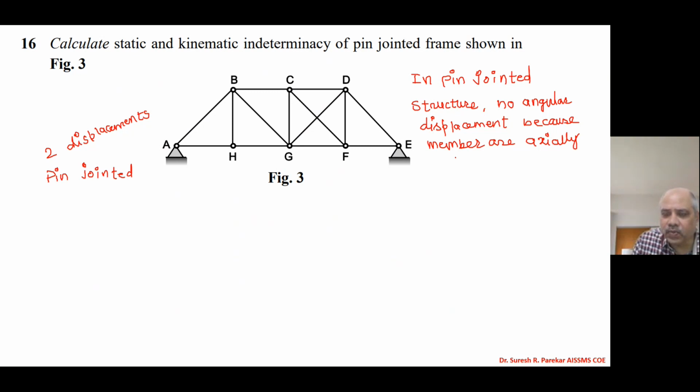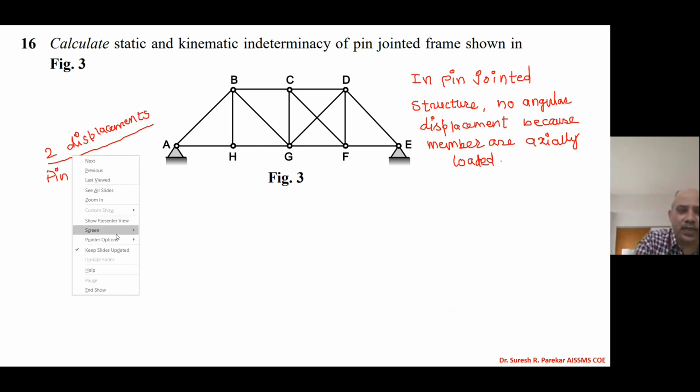Members are axially loaded, means we do not have any moment, and as moment is not there, we do not have angular displacement. Linear displacements are related with forces, angular displacement is related with moment, and in pin jointed we do not have moment, and therefore we have only two displacements which are linear displacement.